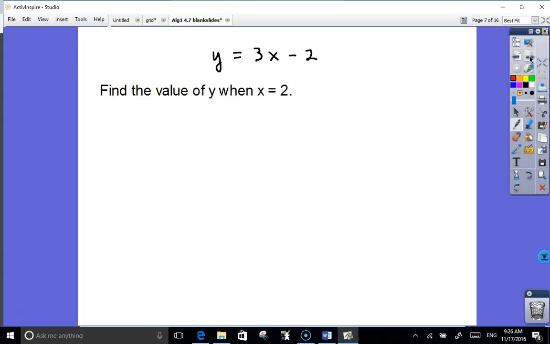Okay, so now we did this kind of stuff already. If I want to find the value, here's a linear equation, y equals 3x minus 2. Find the value of y when x equals 2. What are you supposed to do with the 2? You're supposed to put the 2 in the place of x there, and then simplify. y equals 3 times 2 minus 2, which is 6 minus 2, which is 4.